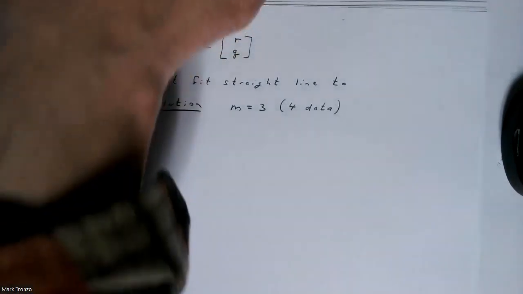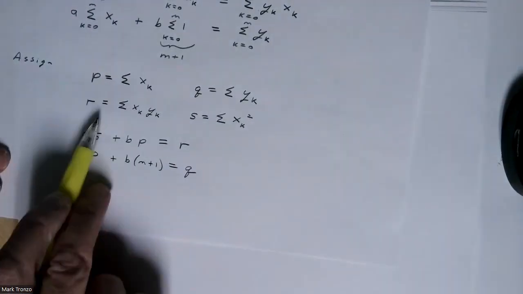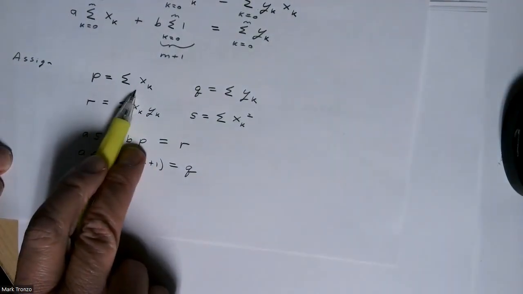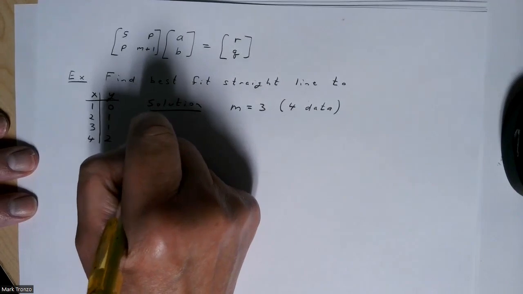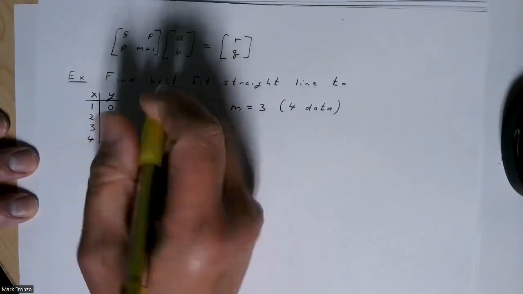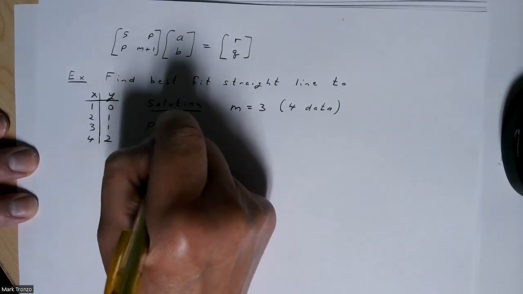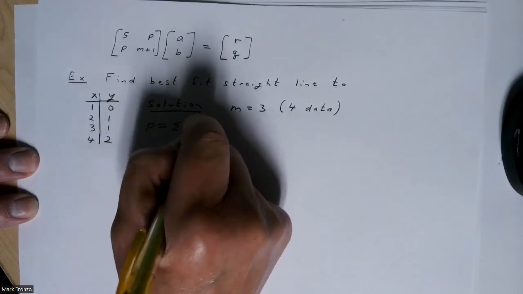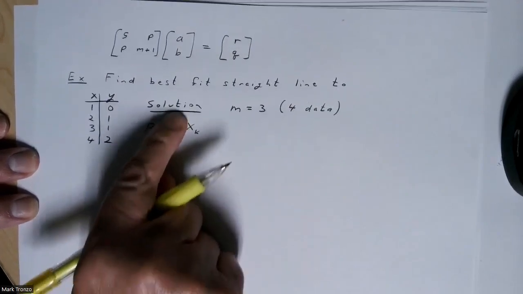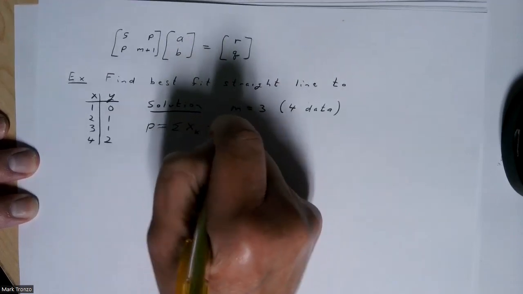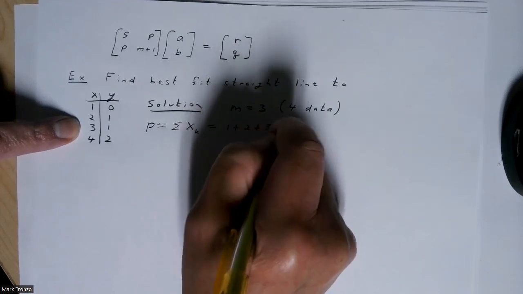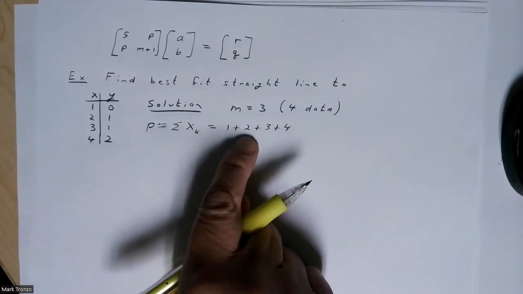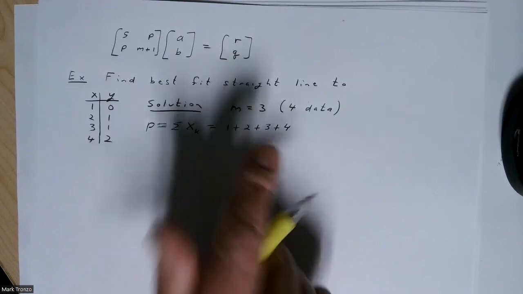And now let's go ahead and use what we have over here. Sum up your X values to give you P. So P, which is the sum of our XKs. I won't put the index here, but you know what I mean. So we're just summing these up. 1 plus 2 plus 3 plus 4. What is that? 5, 9. That's going to be 10.